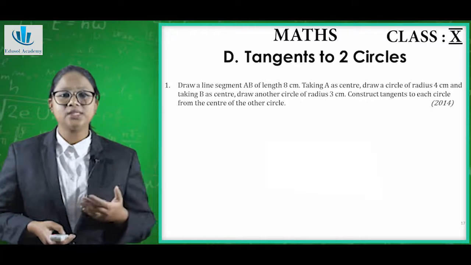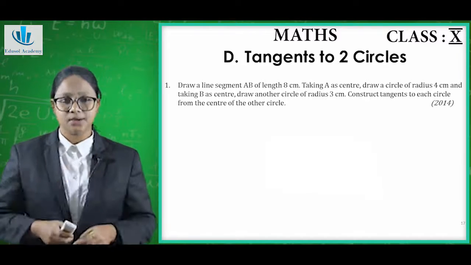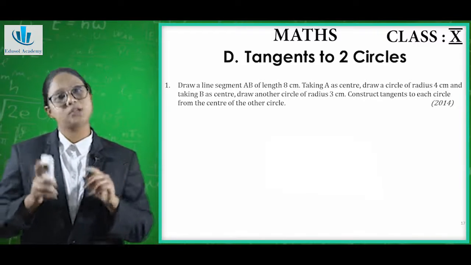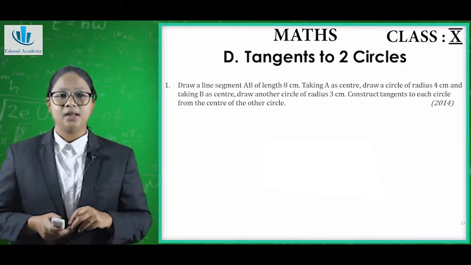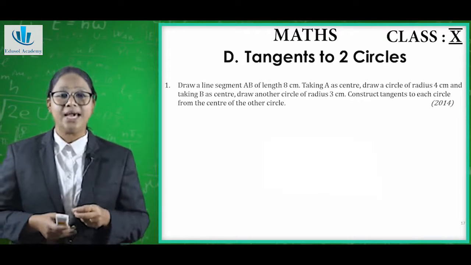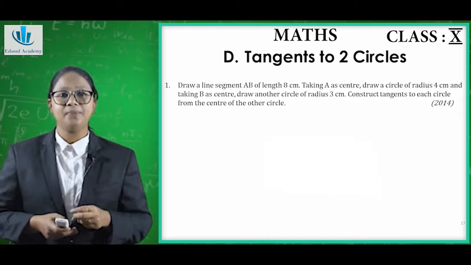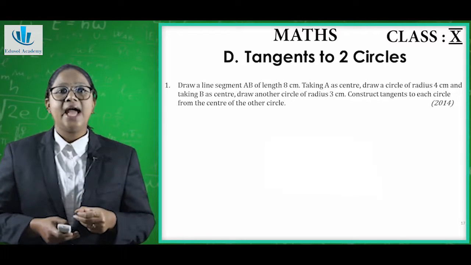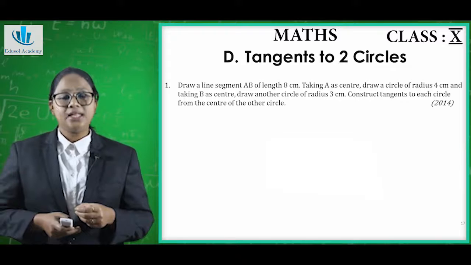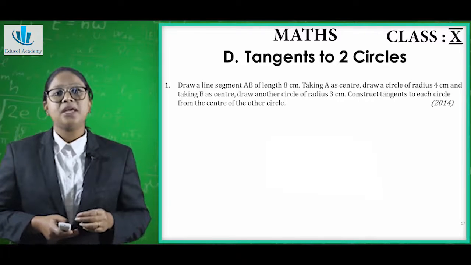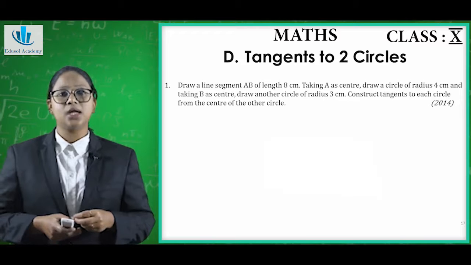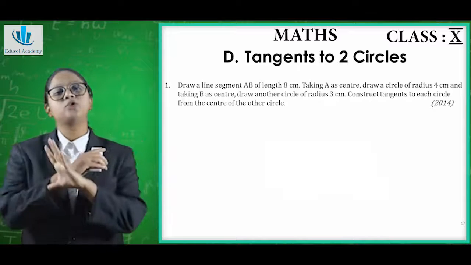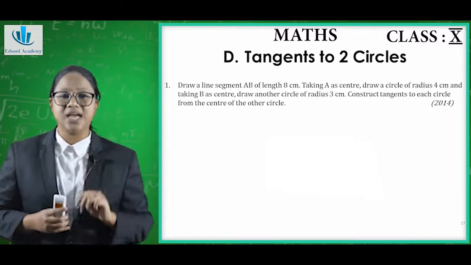Now, tangents to two circles. In the previous questions we were constructing tangents to a single circle, but now we have to learn drawing tangents to two circles at once. Let's see how. We shall go to the question now. Draw a line segment AB of length 8 cm. Taking A as center, draw a circle of radius 4 cm, and taking B as center, draw another circle of radius 3 cm. Construct tangents to each circle from the center of the other circle. So there are two circles. From each circle we have to draw tangents. So there will be 4 tangents in all.